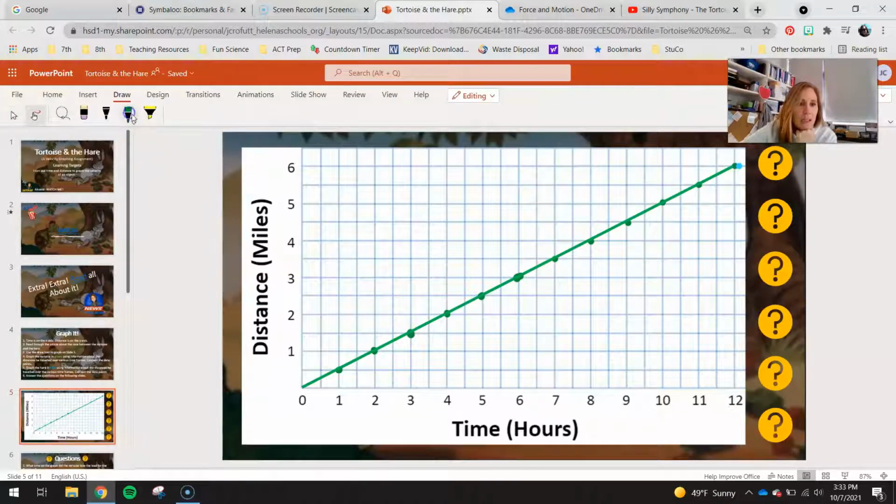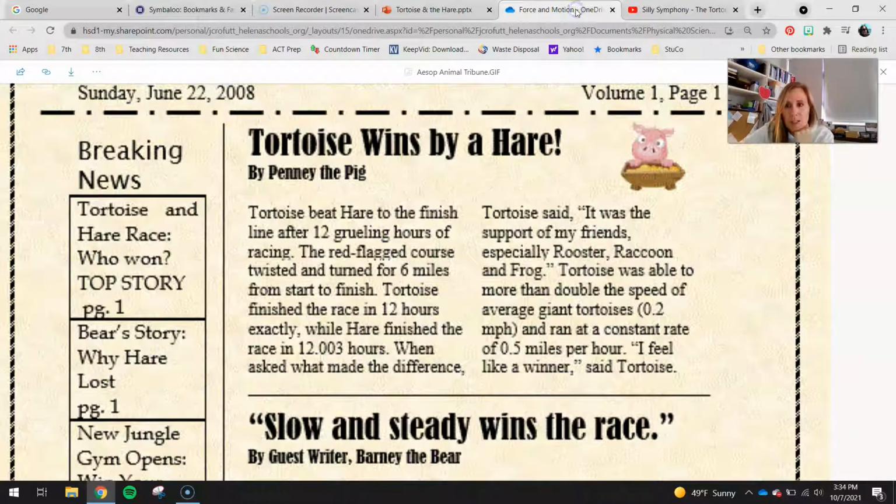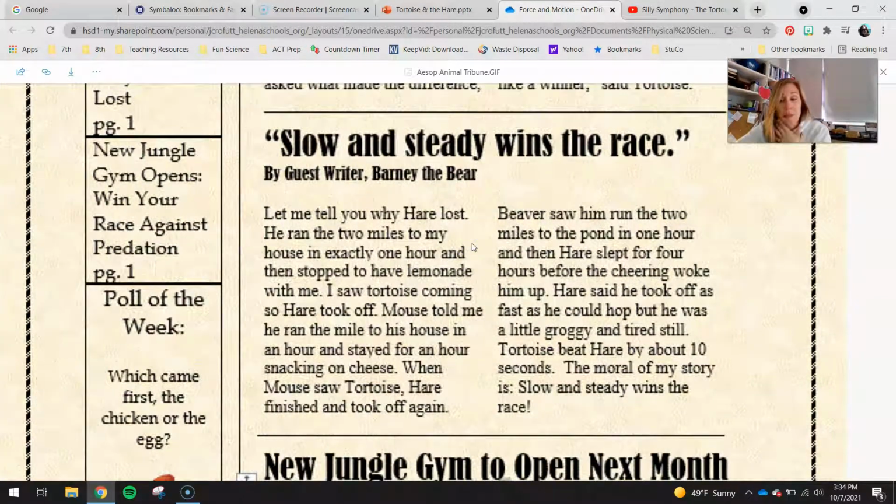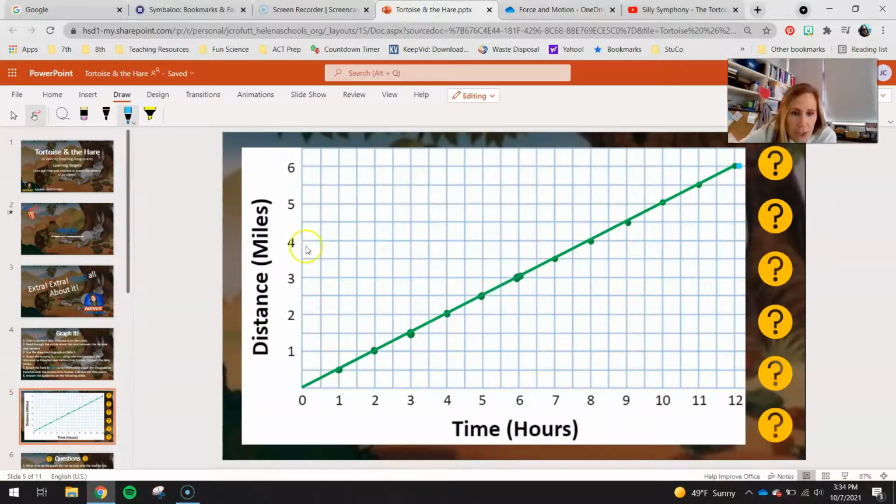Okay, so I'm going to go back to my draw tool, and I'm going to choose my blue color, and then we're going to go read about what the Hare did. So let me tell you why Hare lost. This is written by Barney the Bear. He ran the 2 miles to my house in exactly 1 hour. So we know he ran the first 2 miles. So here's his distance right here in 1 hour. So this is his first data point. Again, 2 miles in 1 hour.